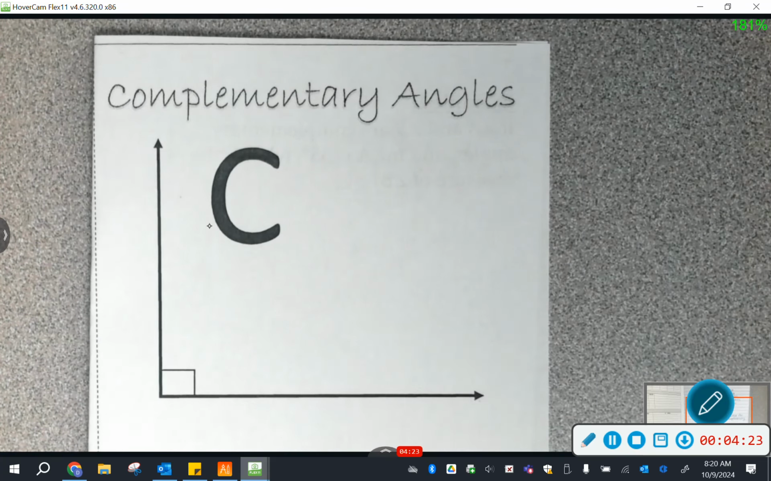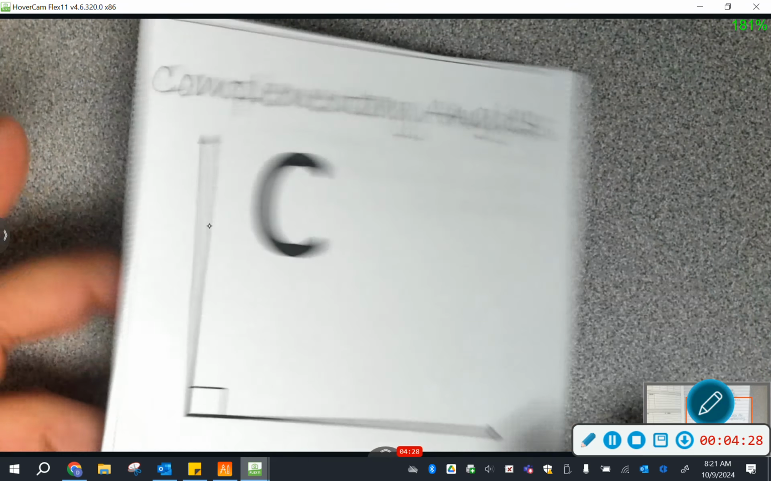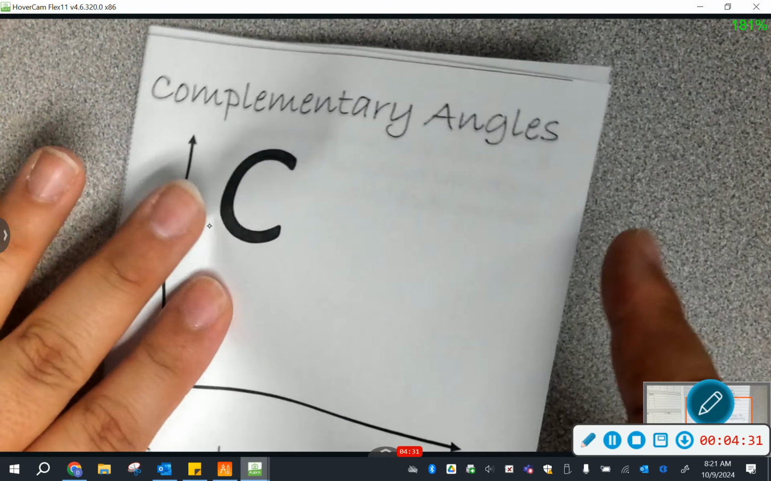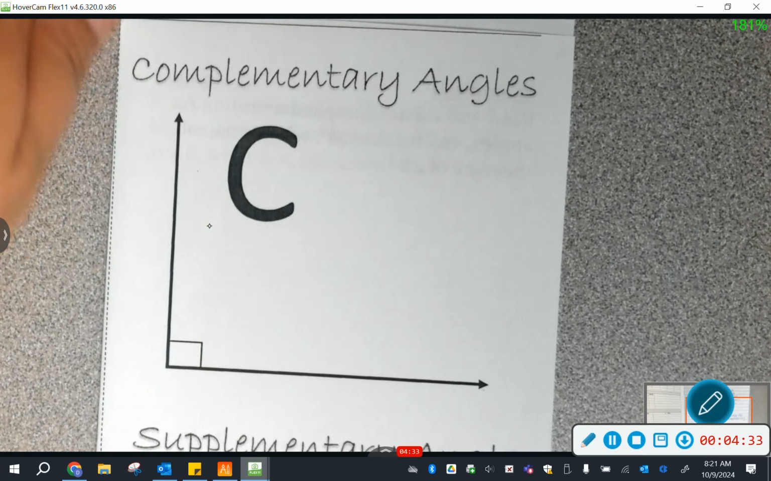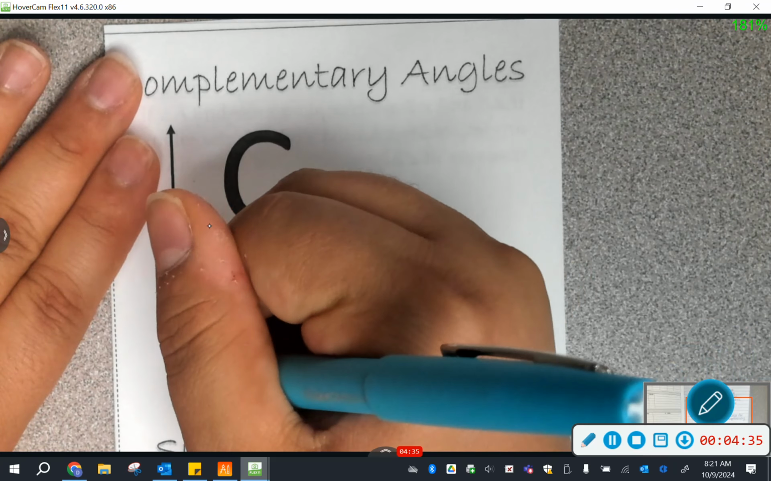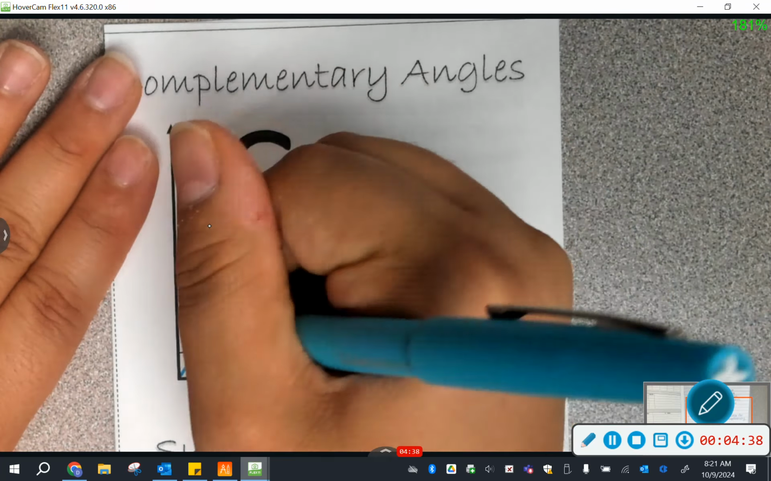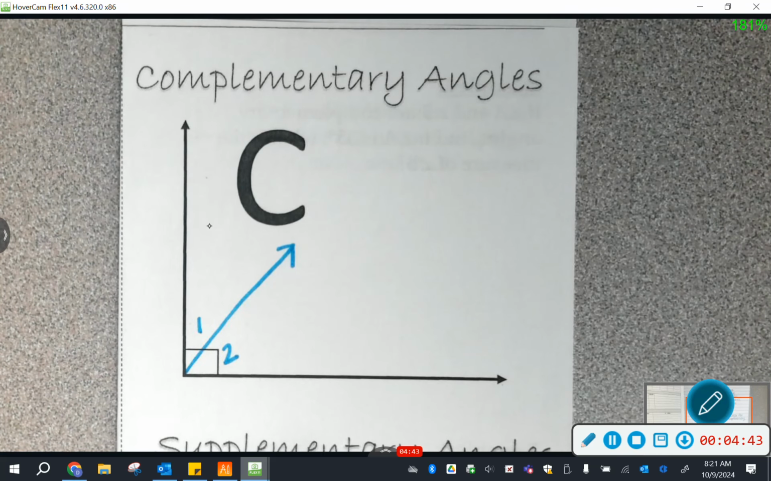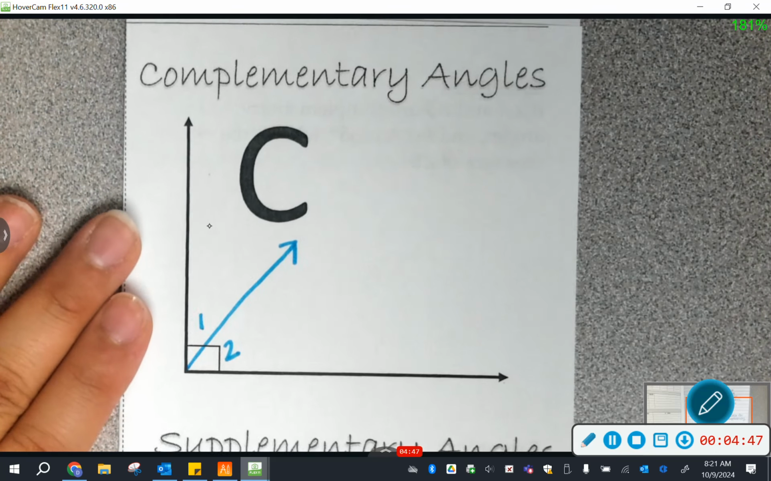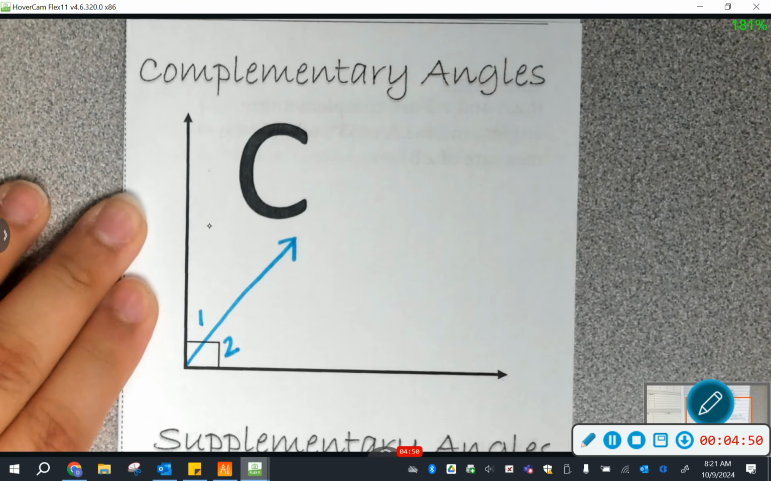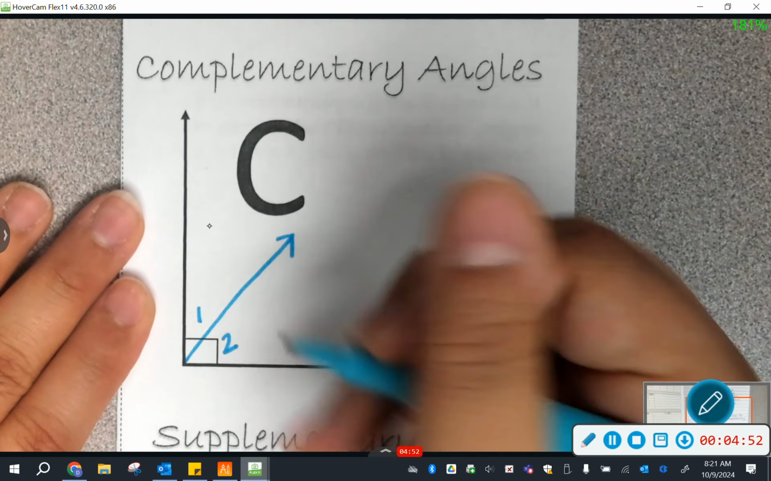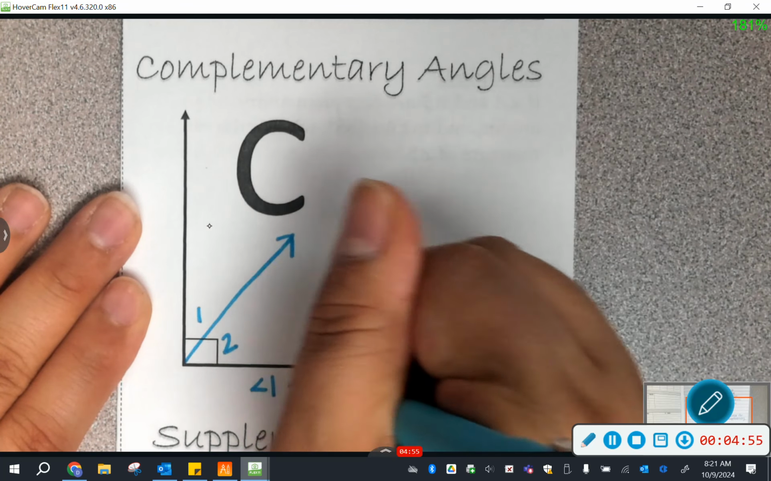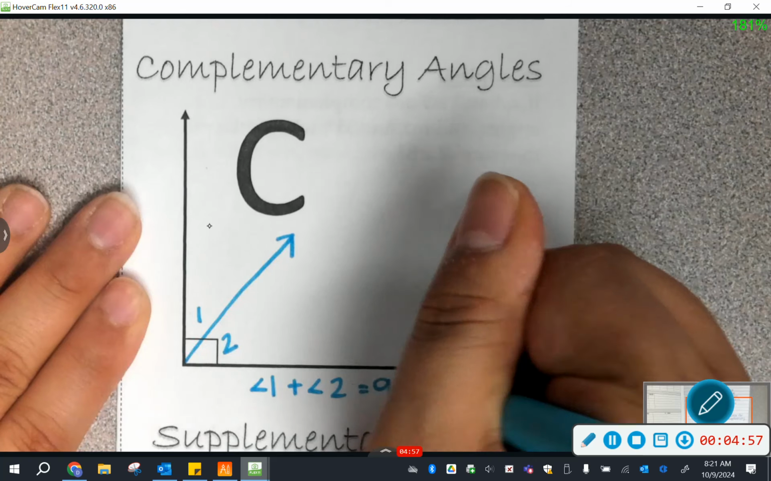All right. First thing we're going to talk about is complementary angles. Complementary. Oh, why did I fold this so horrible? Complementary is 2 angles. So what I would like you to do here is draw a ray. And we're going to label this angle 1 and angle 2. Complementary is 2 angles that add up to 90. So angle 1 plus angle 2 equals 90 degrees.